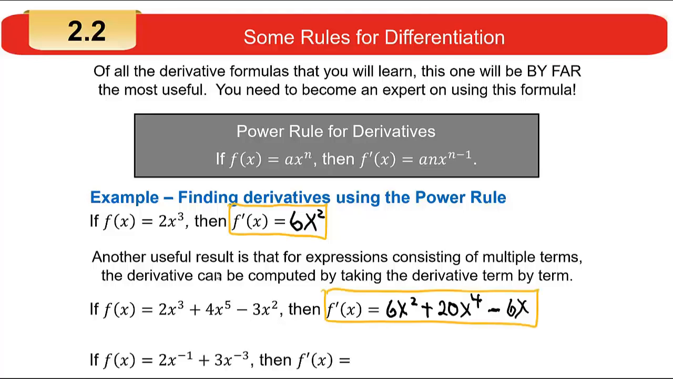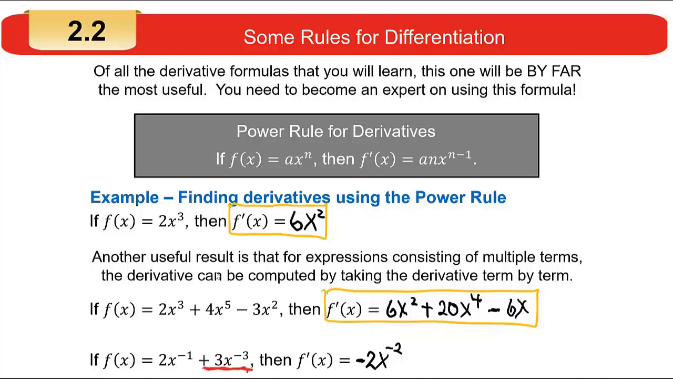How about this one? If f of x is equal to 2x to the minus 1 plus 3x to the minus 3, then the derivative is, again, it's a two-term expression, so you can take the derivatives term by term. Start off with the 2x to the minus 1 and apply the power rule. The power rule says that you multiply the exponent times the coefficient, so that's minus 1 times 2, that gives you minus 2. And then you subtract 1 from the exponent. Well, if you take minus 1 and subtract another 1, you get minus 2.